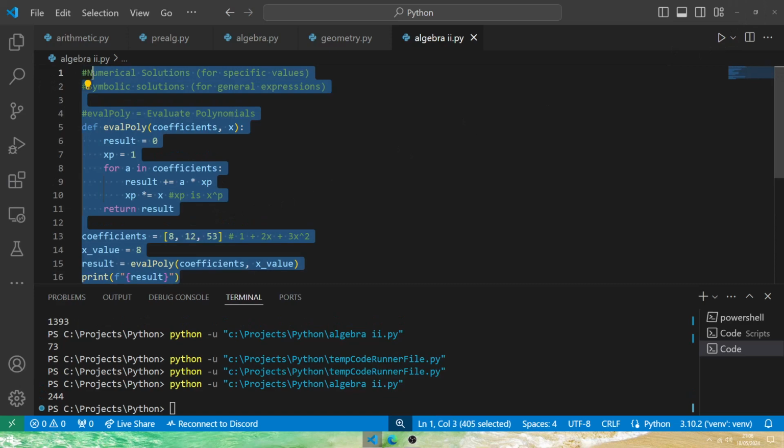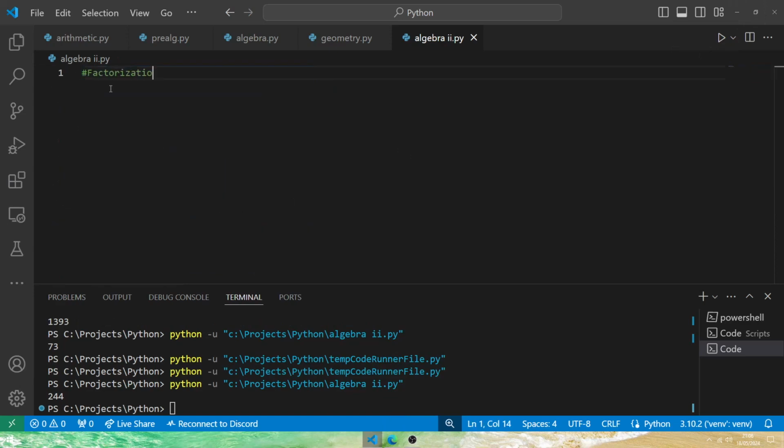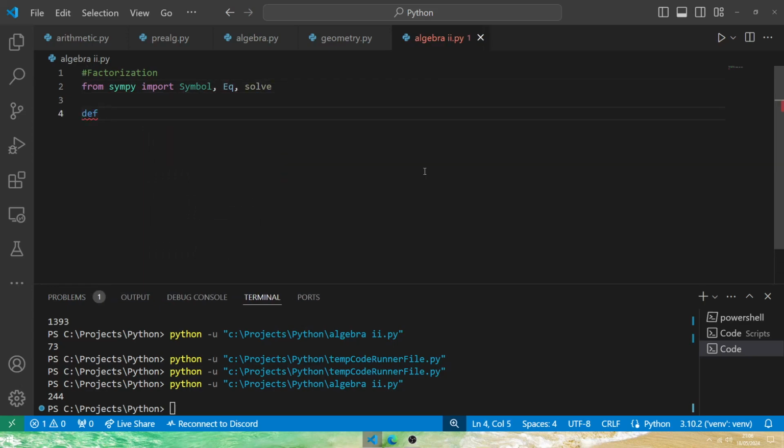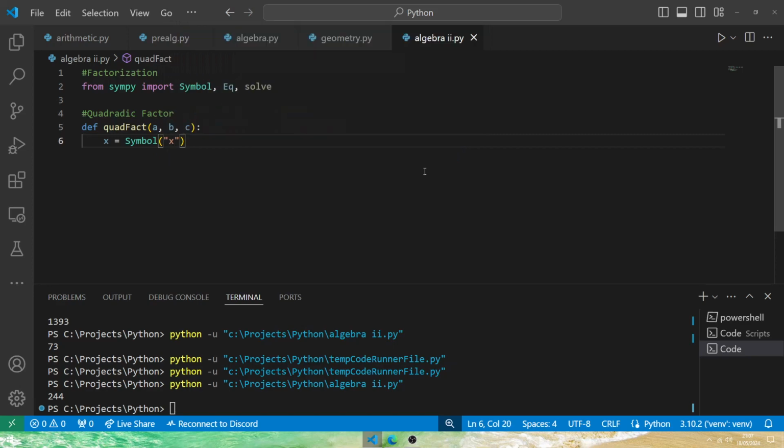And from there we can look at factorization. So we can factorize quadratic polynomials using the quadratic formula. For that, again, we can use the SymPy module and import Symbol, Eq, and solve. And we can do quad_fact for quadratic factor. And here we can pass in a couple of placeholders for our numbers, and we'll pass in this x symbol using our SymPy module.